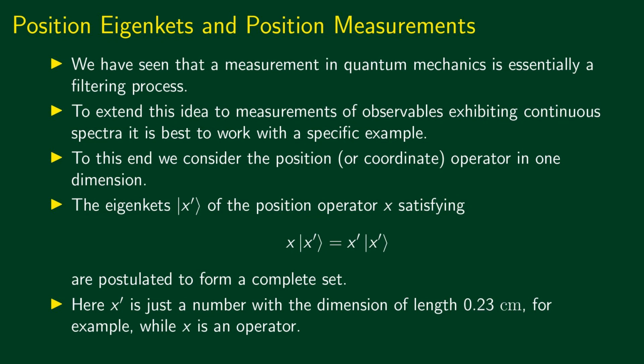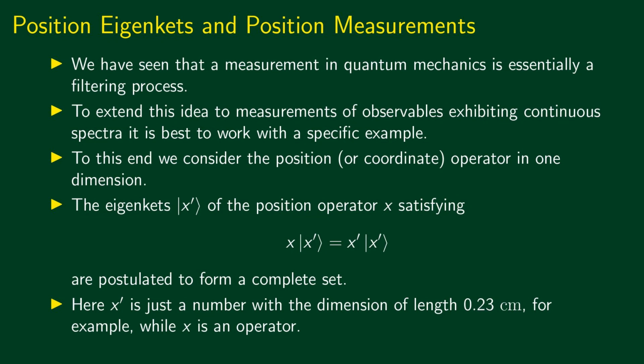Let's now talk about position eigenkets and position measurements. Position is an observable with a continuous spectrum of eigenvalues. Now we have seen that a measurement in quantum mechanics is a filtering process. What does it do? A measurement of any observable changes the state into one of the eigenkets of that particular observable. This was what we saw in the discrete case. In the case of continuous spectrum, this thing is a little bit more complicated, but it's not very difficult. So we can extend this idea to measurements of observables exhibiting a continuous spectrum.